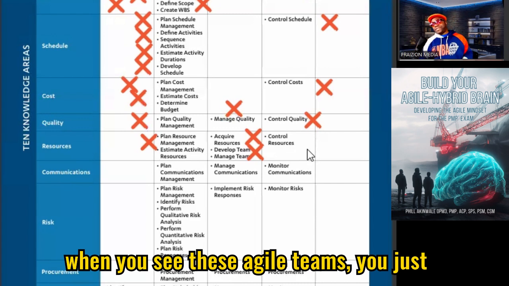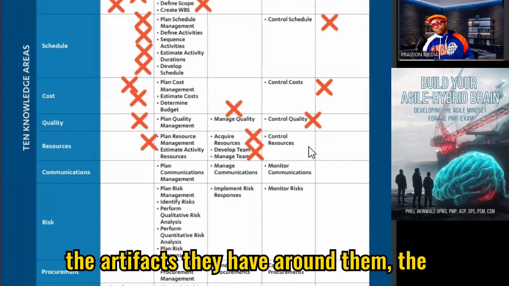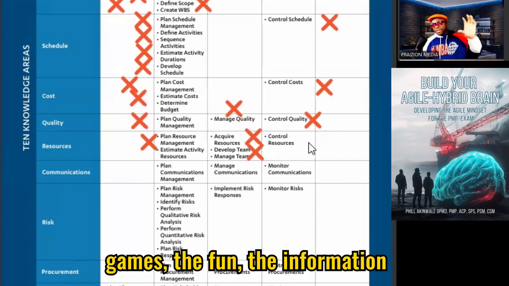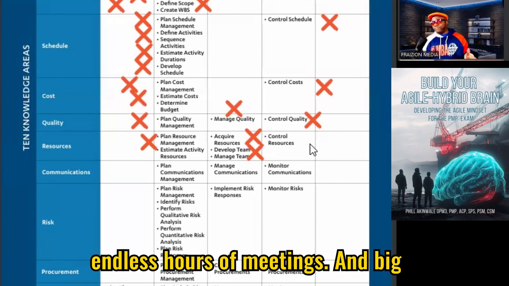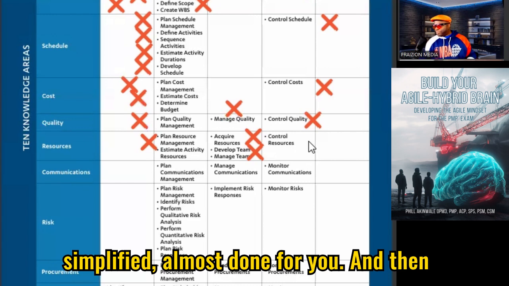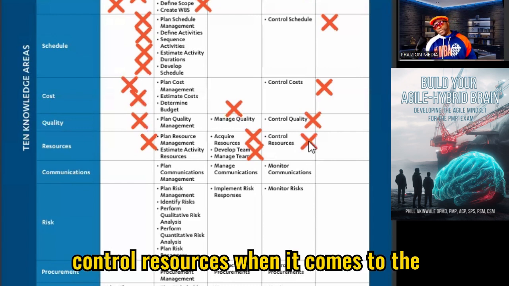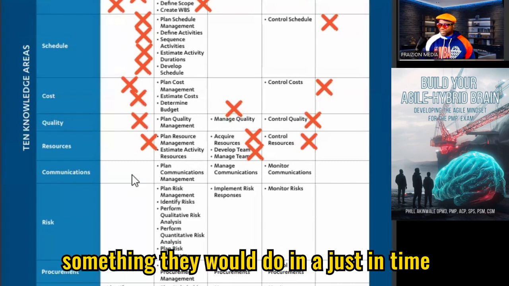And when you see these Agile teams, you just know, oh, that's an Agile team because of the artifacts they have around them, the games, the fun, the information radiators. They take away the need for endless hours of meetings and big old charts because everything is simplified, almost done for you. And then control resources when it comes to the physical resources. Again, this is something they would do in a just-in-time way.